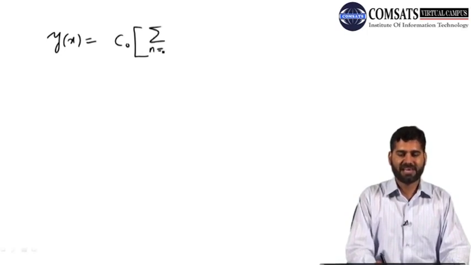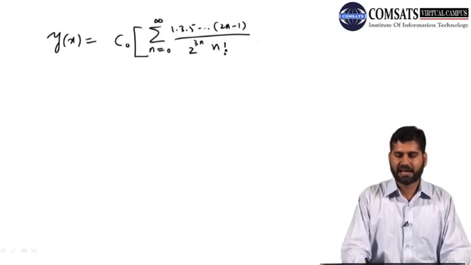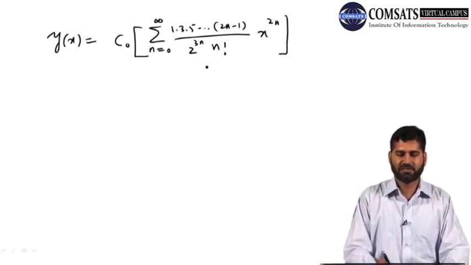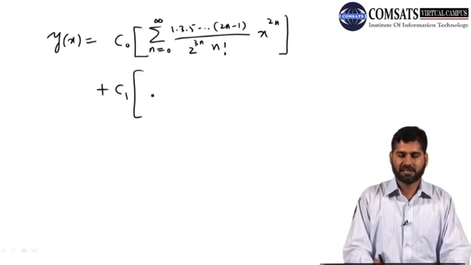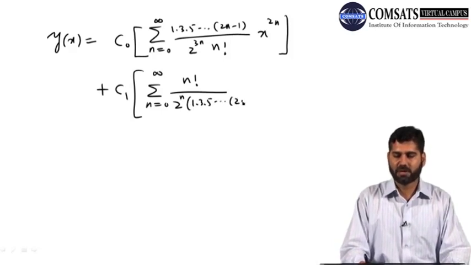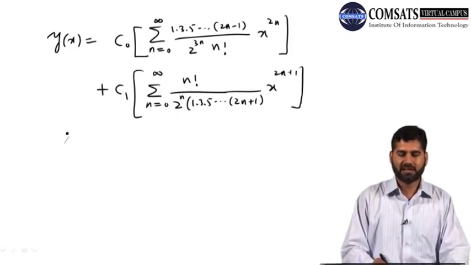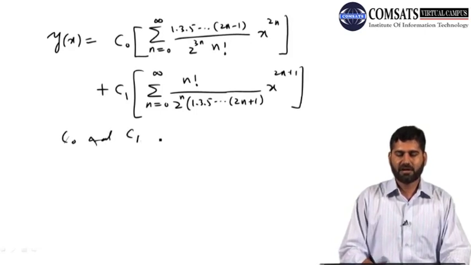y1 is a series solution, n goes from 0 to infinity, 1, 3, 5 up to 2n minus 1 over 2 to the power 3n n factorial, x to the power 2n. This is your one solution, plus C0 y2. y2 is n factorial divided by 2 to the power n and 1, 3, 5 up to 2n plus 1 in this case, and x to the power 2n plus 1. So you got two solutions, C0 y1 plus C1 y2. C0 and C1 are arbitrary.